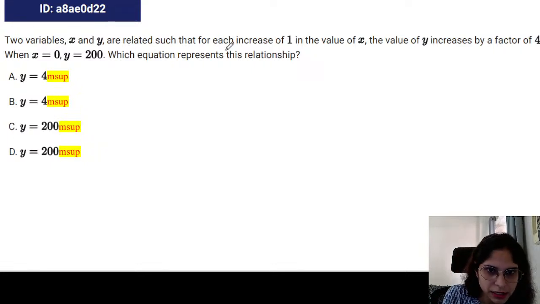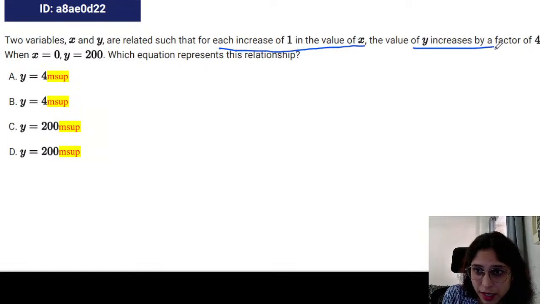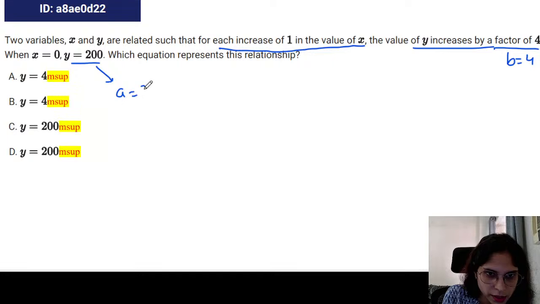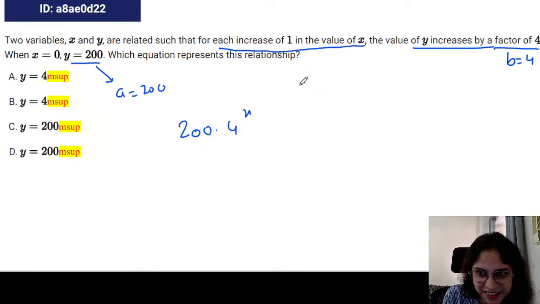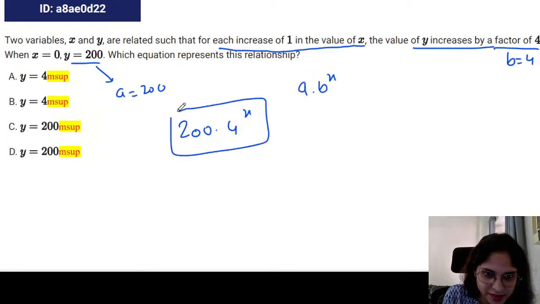Now last question. Two variables are related such that for each increase of 1 in the value of x, the value of y increases by a factor of 4. So if they have directly given you the factor of 4, the value of b is 4. When x is equal to 0, y is equal to 200. So this is your value of a. A is 200. Which equation represents this relationship? 200 times 4 to the power x. So this is the answer.